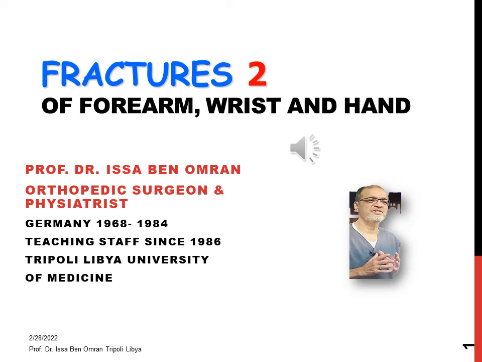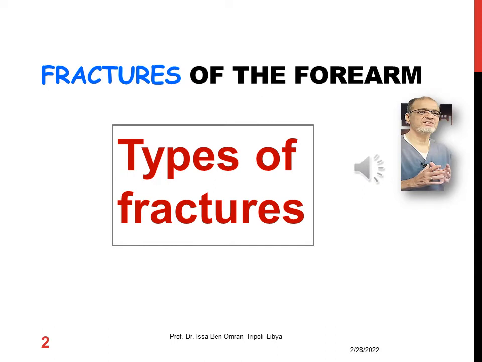This is part 2 of fractures of the forearm, wrist and hand. Here we will know the types of fractures of the forearm.